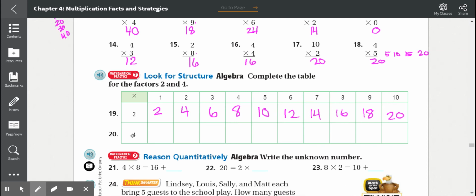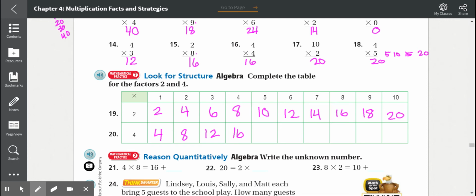So now we're going to do our 4s. Well, 4 times 1 is 4. 4 times 2 is 8. 4 times 3 is 12. Okay, let's stop. Look at the relationship between these numbers by timesing by 2 and timesing by 4. They're just doubled. That's what we've been doing. 2 plus 2 is 4. 4 plus 4 is 8. 6 plus 6 is 12. So 8 plus 8 is 16. So we know that 4 times 4 is 16.